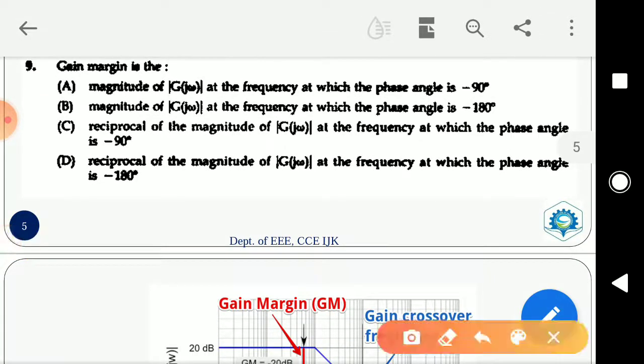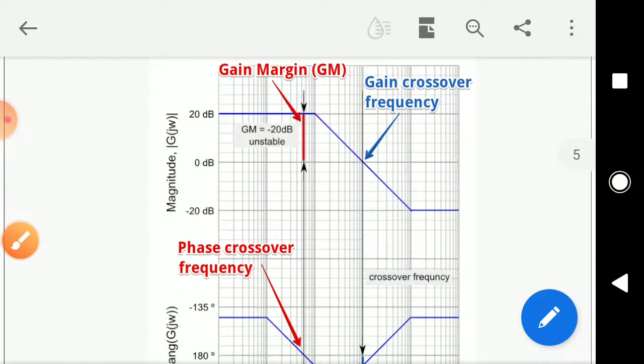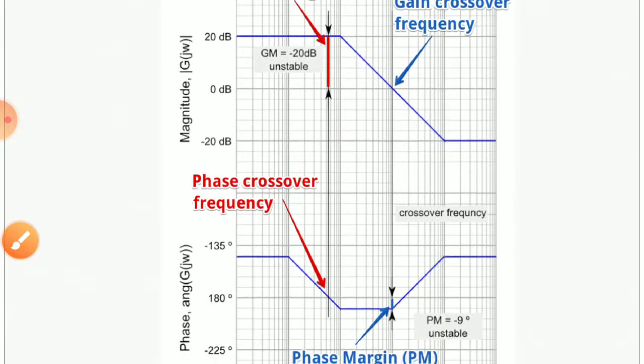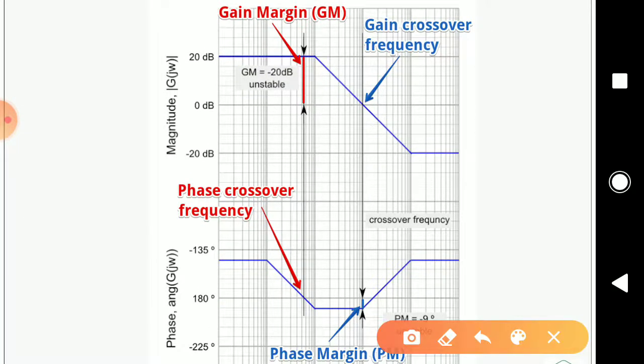It is the reciprocal of the magnitude of G(jω) at the frequency at which the phase angle is minus 180 degrees. You can just check this particular figure over here. You can see over here the gain margin has been marked, and it was marked at the phase crossover frequency of minus 180 degrees. That is, the gain margin is the gain corresponding to the phase angle of minus 180 degrees.